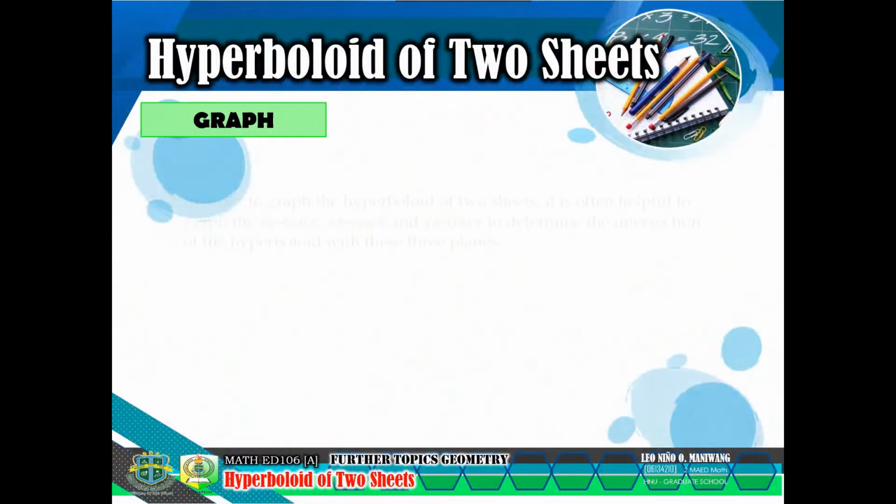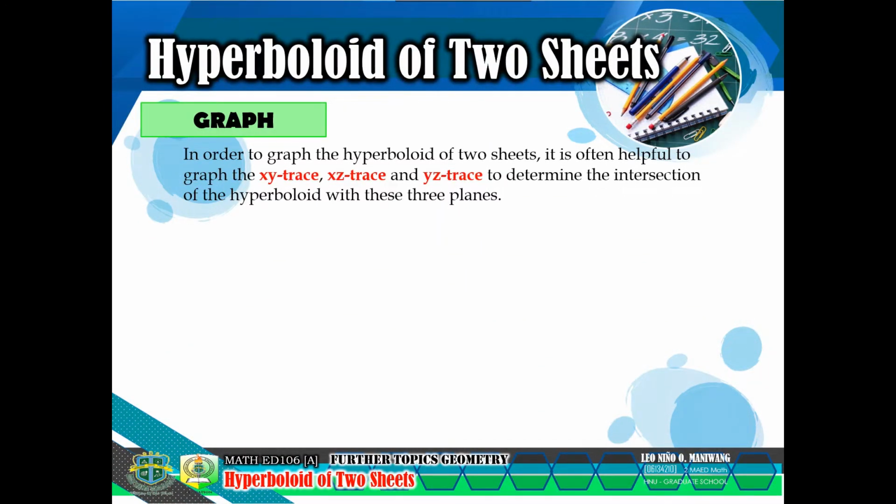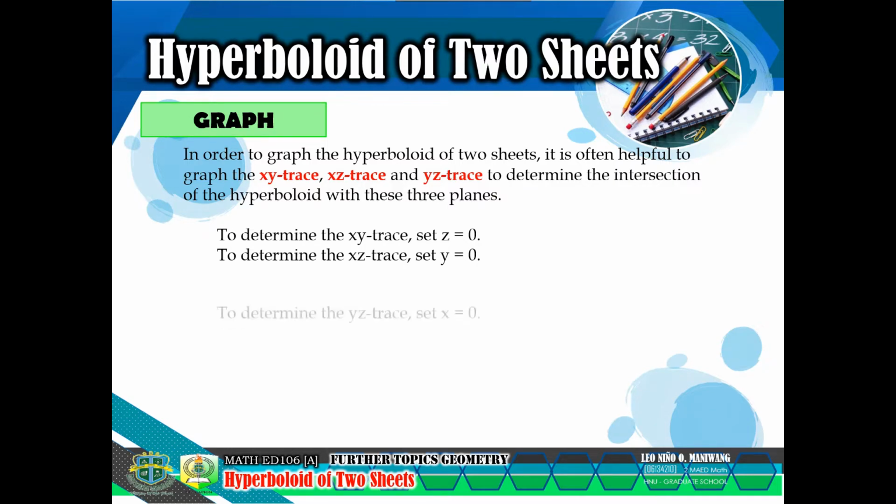In graphing a hyperboloid of two sheets, we need to graph the xy trace, the xz trace, and the yz trace to determine the intersection of the hyperboloid with all these three planes. To determine the xy trace, we set z equal to 0. To determine the xz trace, we set y equal to 0. And to determine the yz trace, we let x equal to 0.